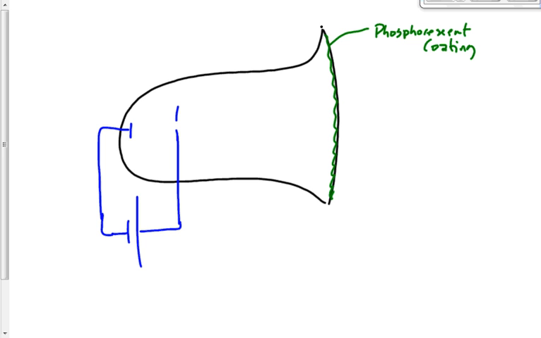Okay? We'll simplify the diagram a little bit, though, and just show a direct current power supply with a negative side right here and a positive side right here. That gives us a negative electrode right here and a positive electrode over here.